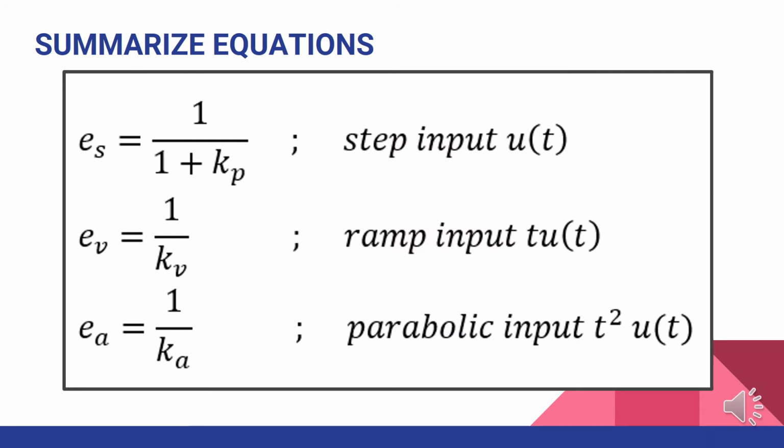So to summarize these equations, if we're going to get the step input, E(s) or the error is equal to 1 over 1 plus Kp, the position constant. If we're going to find the ramp input, we could use Ev is equal to 1 over the velocity constant. And finally, if we're going to look for the parabolic input, we could use Ea is equal to 1 over the acceleration constant.